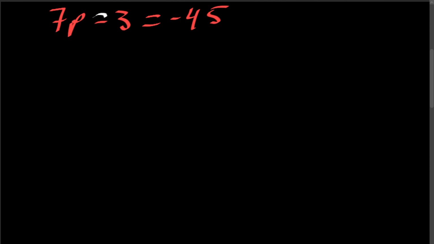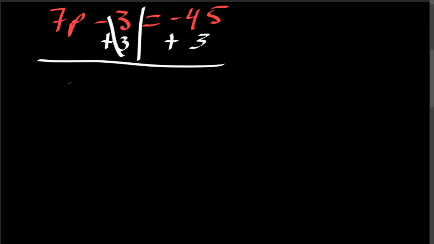So how would we do the opposite, or what is the opposite of minus 3? It's plus 3. We're going to do that to both sides. 7p equals negative 45 plus 3 is negative 42. Then our final step, how do we get rid of 7 and move it away from p?